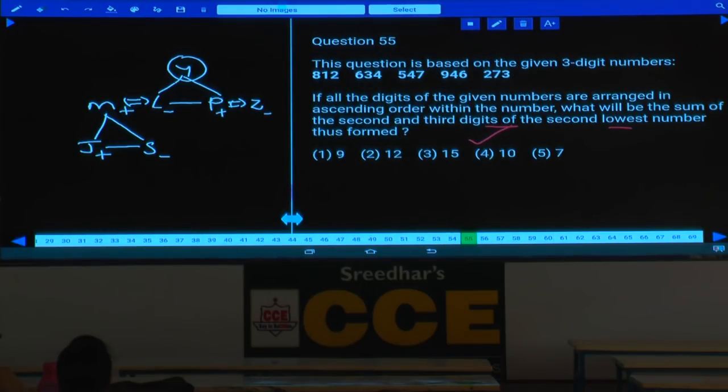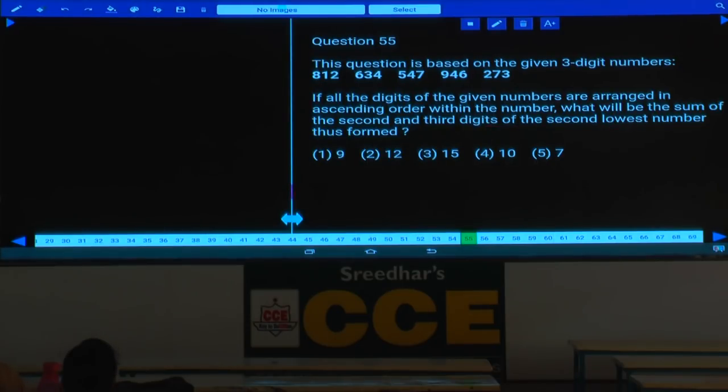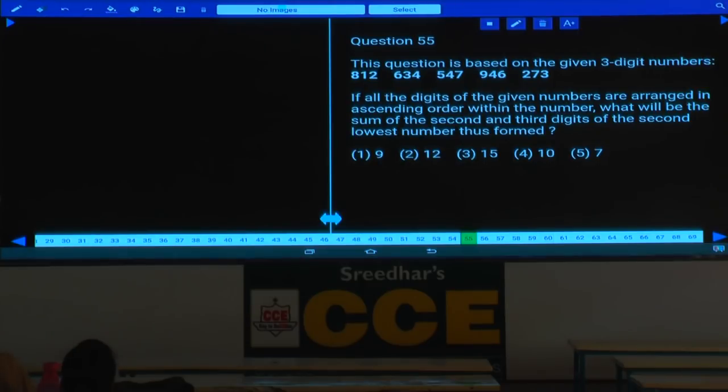Then 55 onwards, these 5 questions, 55 to 59, are based on a set of numbers. There are 5 numbers given: 812, 634, 547, 946, and finally 273. Question number 55: all the digits of the given numbers are arranged in ascending order within the number. What will be the sum of the second and the third digits of the second lowest number?